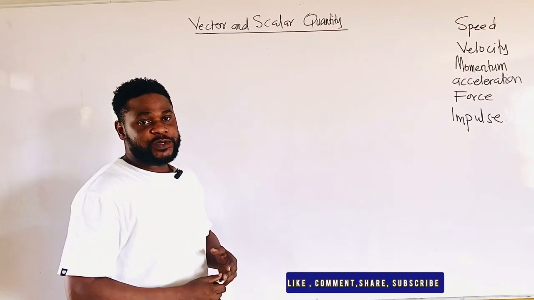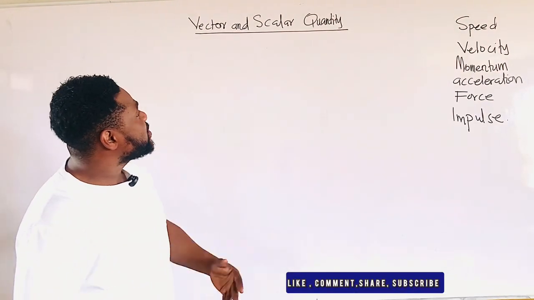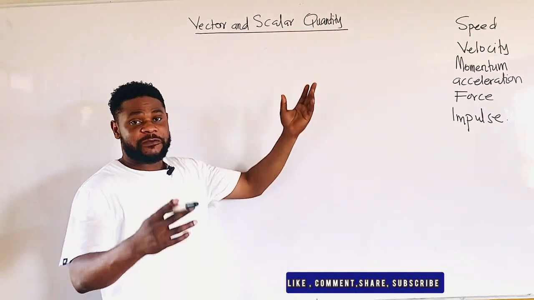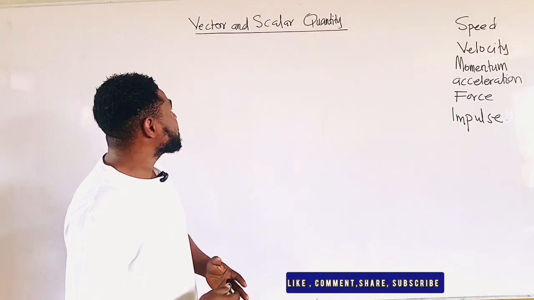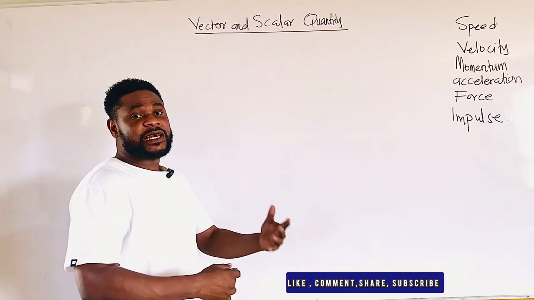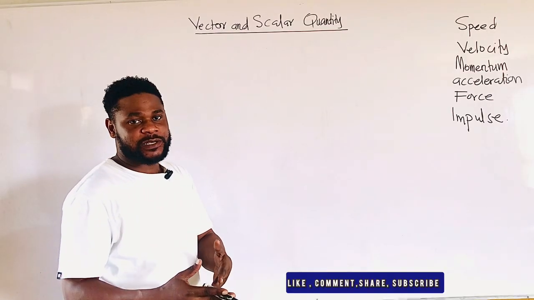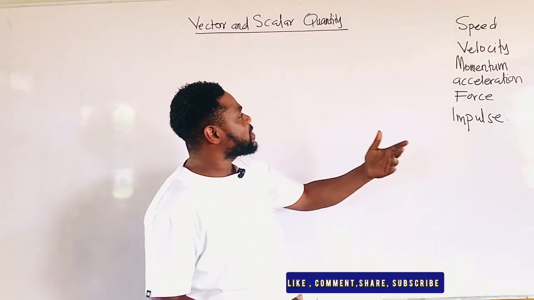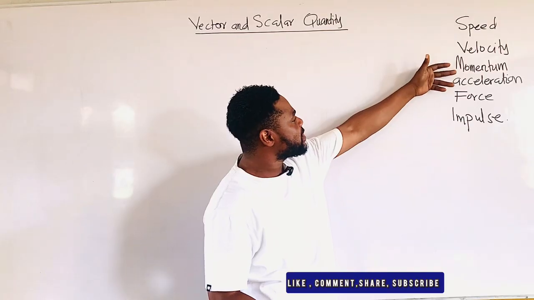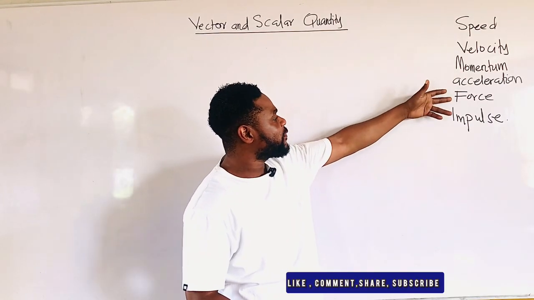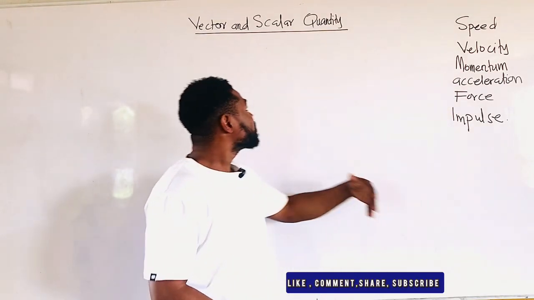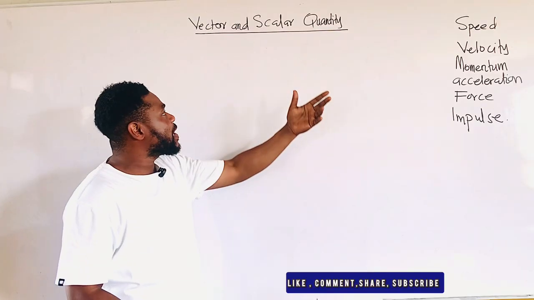In this episode, we'll be looking at vector quantity and scalar quantity. First of all, let us define vector quantity. Vector quantity is a type of quantity which has both magnitude and direction. Examples of vector quantity we can have are velocity, momentum, acceleration, force, and what? Impulse.